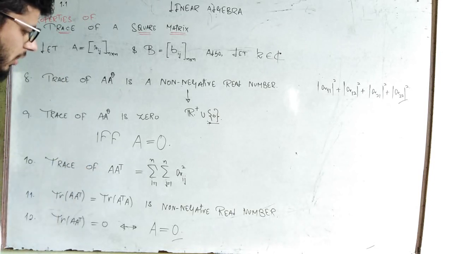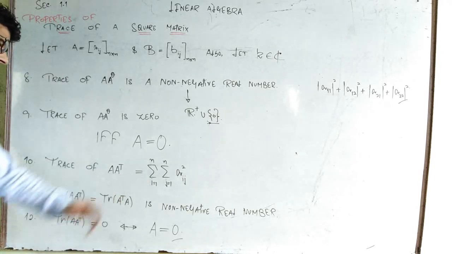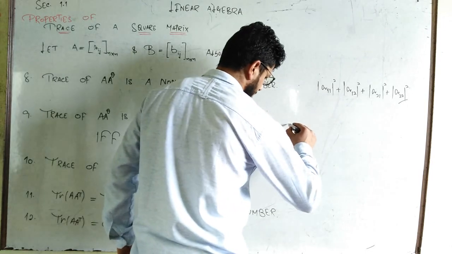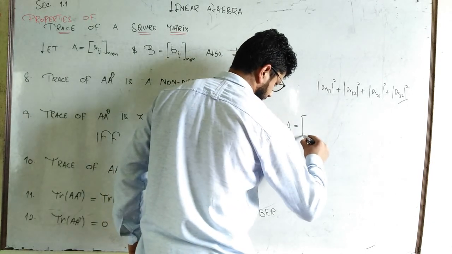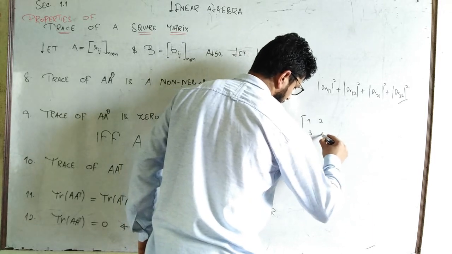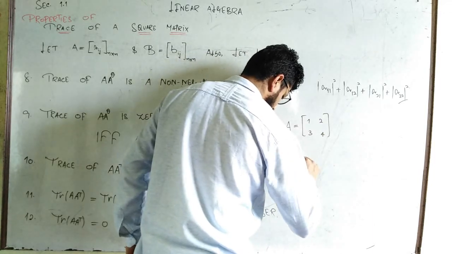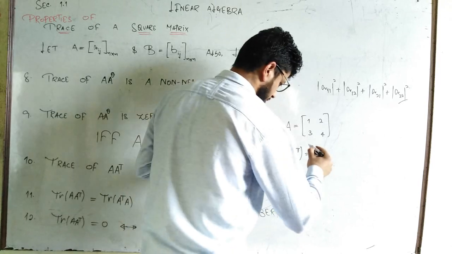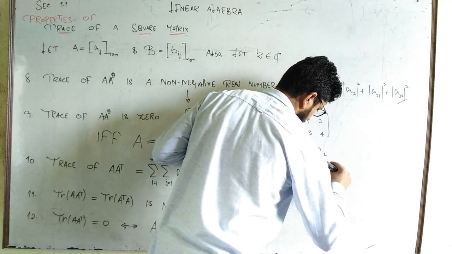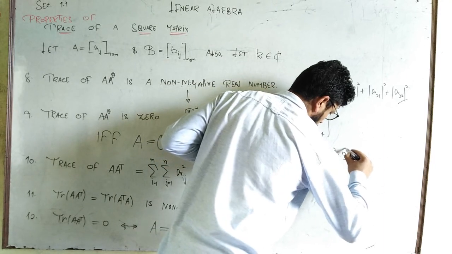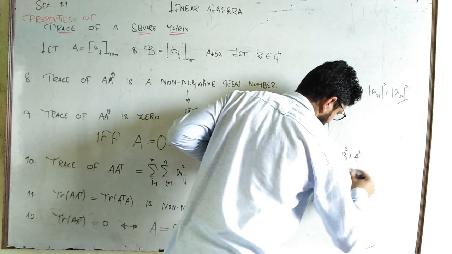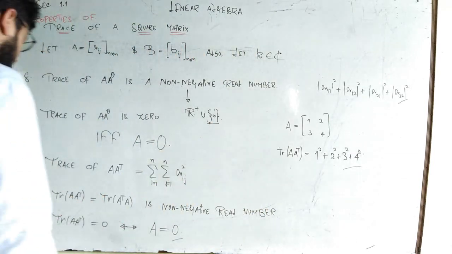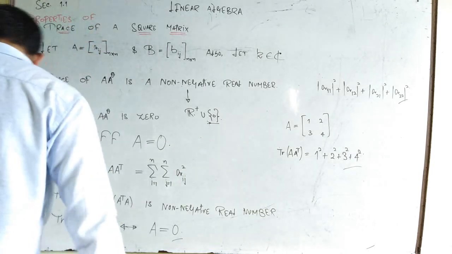Now trace of this is coming out to be this sum of the squares of the elements, right? That is, if you are given a matrix A, 1, 2, 3, and 4, and you are asked to find the trace of A transpose, all you need to do is sum the squares of the elements. So that way it's property number 12. Now let's move to property number 13.